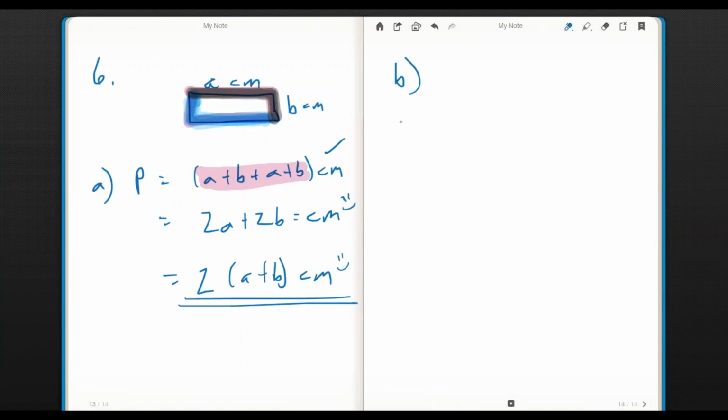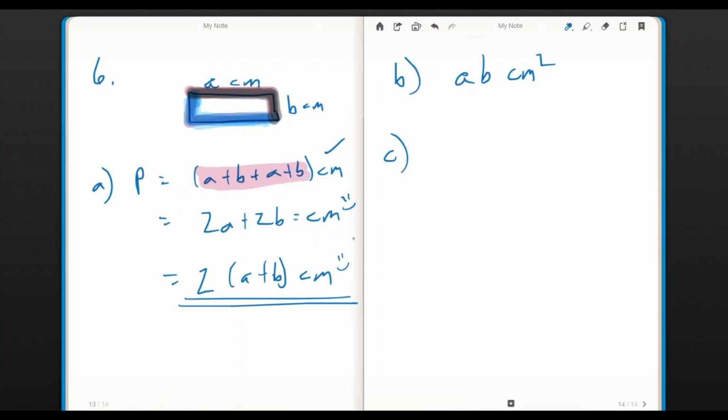Part B, we want an expression of the area. Area is always length times width. Remember, units. In this case, it's square centimeters.